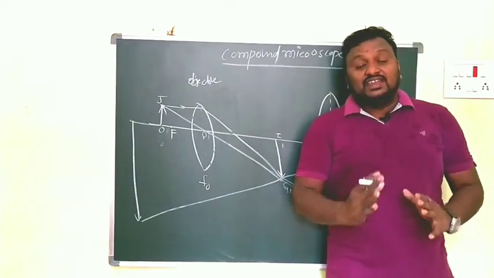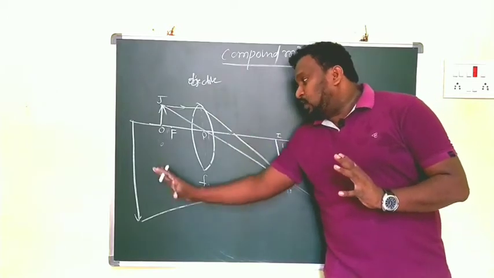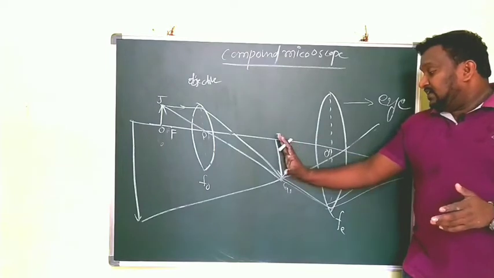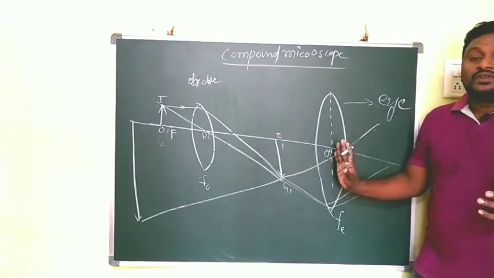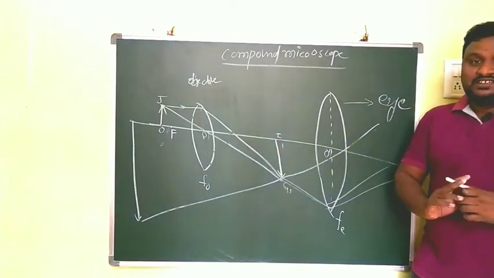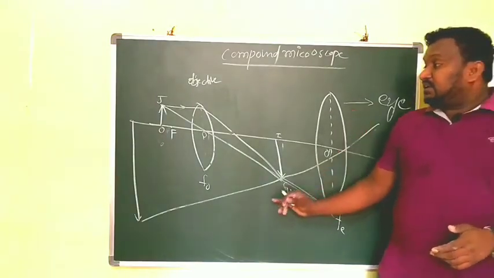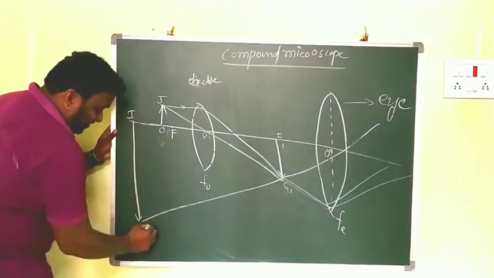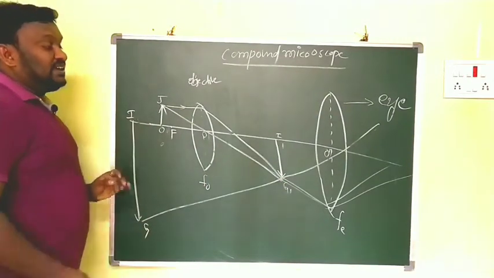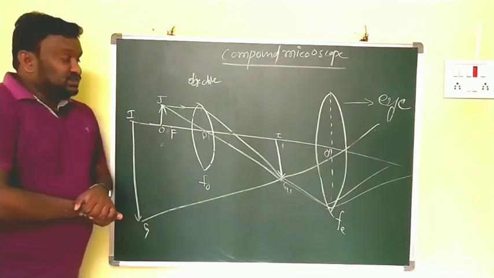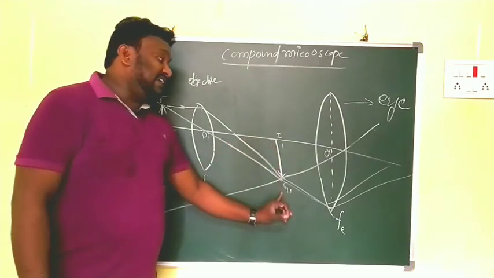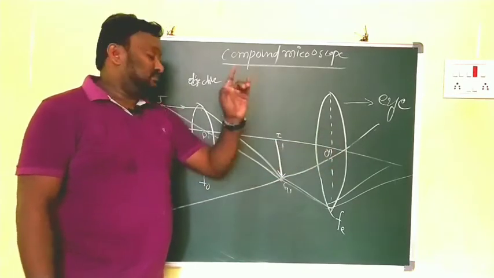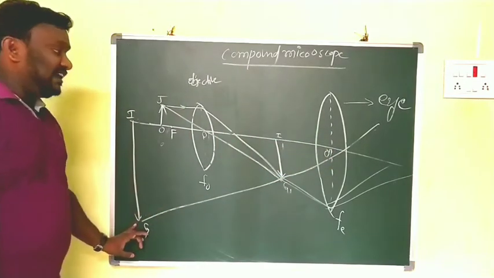Then if you imagine the objective lens is not there, I1Z1 is nothing but the object for the eye lens. Then the eye lens forms the image IZ. What is that? This is the final image. So here I1Z1 is the object for the eye lens that forms the final image IZ.